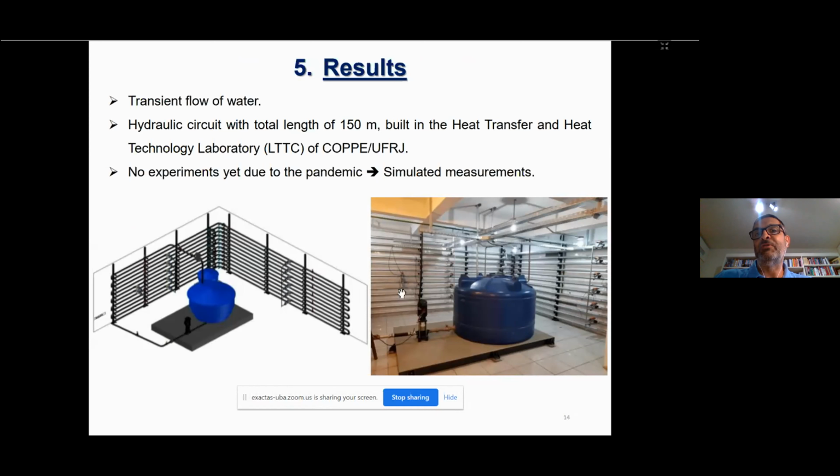Although the circuit has already been tested in terms of leakage, the instrumentation has not yet been connected to the data acquisition system because of the pandemic. So the results that I'm going to present to you are based on simulated measurements, taken by flow rate and pressure instruments at the inlet and at the outlet of the circuit.